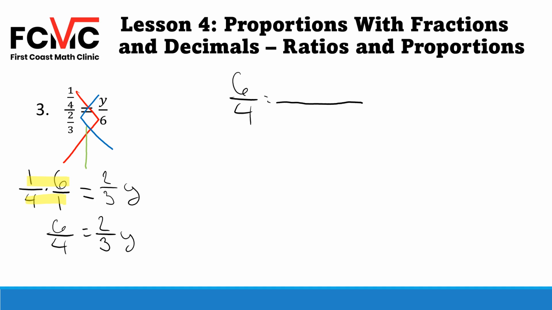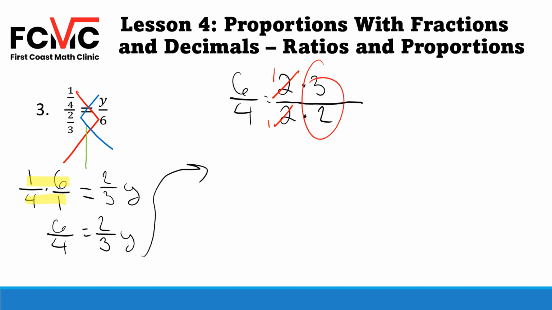So we know 6, we could break that up into like 2 times 3. 4, we could break that up into 2 times 2. Okay? And we can divide out 2 divided by 2. 2 divided by 2, well, that's 1 and 1. And we're left with just 3 over 2. So I can write that up here, right? 6 over 4, write that a little neater. So that reduced to 3 over 2 equals 2 over 3 y.